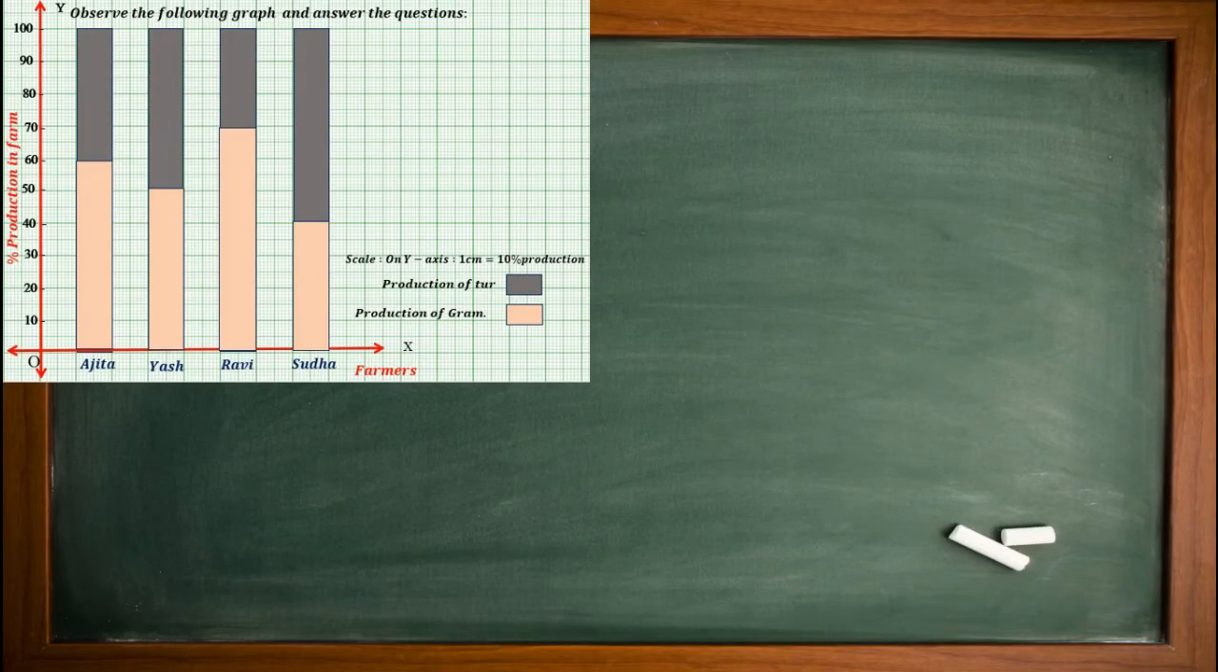Okay, now we'll move for the next question, and that is on your screen. Observe the following bar graph and answer the question. So here is a bar graph on your screen. Okay, so first question, state the type of bar graph. It is a percentage bar graph.